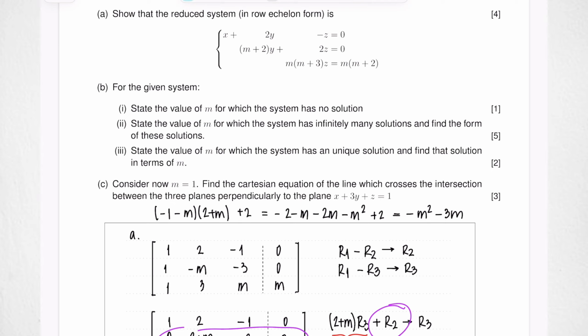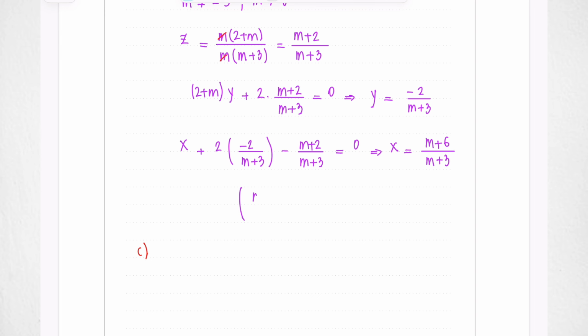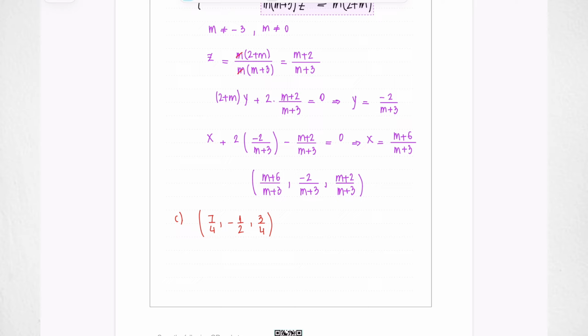Now question C. Consider now that m is equal to 1. Therefore, we do have a unique solution. Given that the unique solution is the point (m plus 6 over m plus 3, negative 2 over m plus 3, m plus 2 over m plus 3), if m is equal to 1, we have 7 over 4, negative half, and then 3 over 4 as the point of intersection between all three planes.